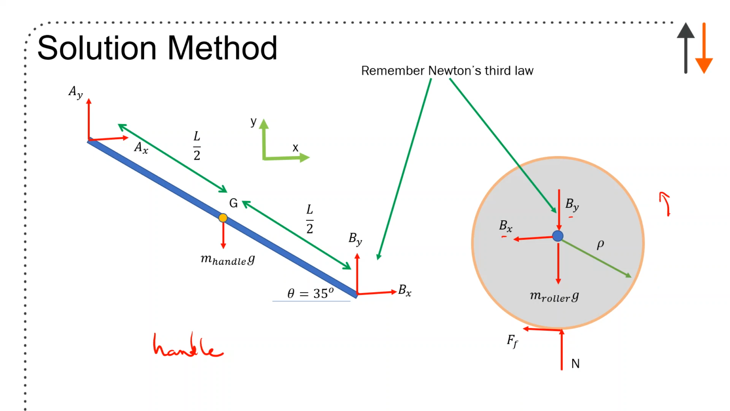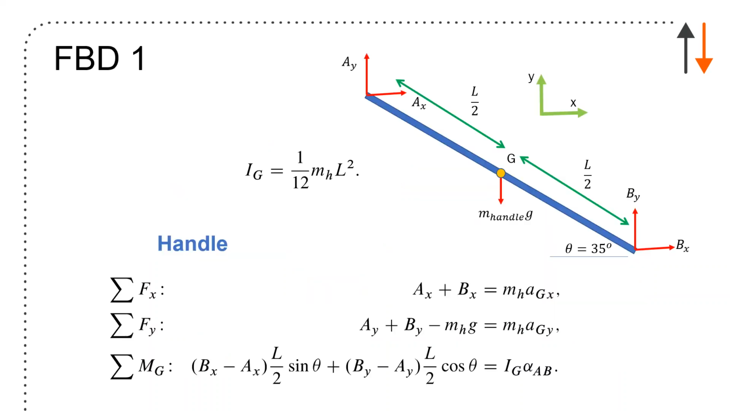I want to point out one thing, which is that I've reversed the directions on the two forces because of Newton's third law. If I brought the roller and the handle together, then those two forces would cancel out because they are an internal force in the system. But because I've split this system apart, I have two forces and they have to be equal, opposite, collinear, and so cancel out when I do this.